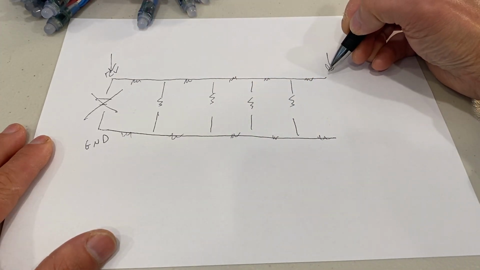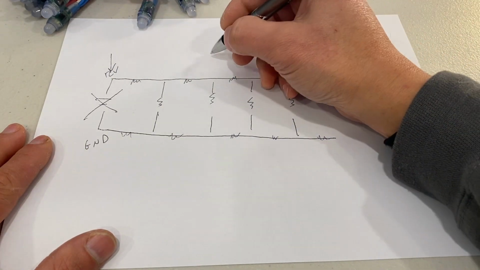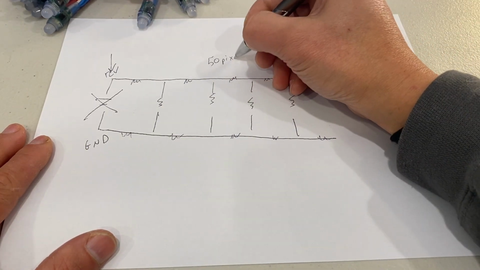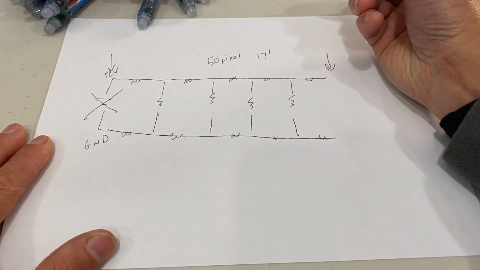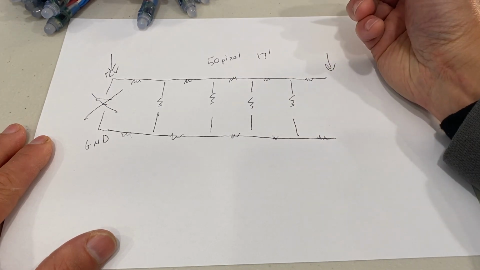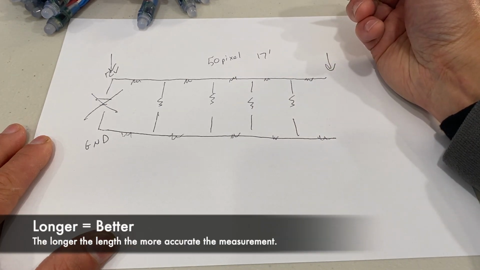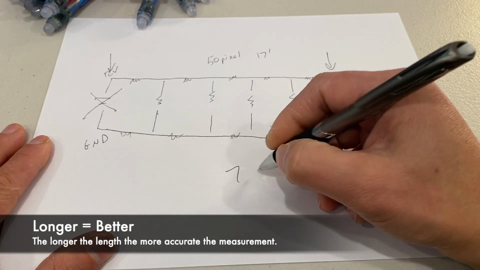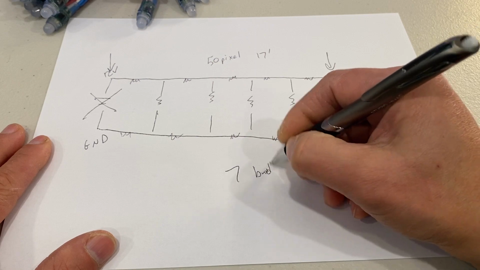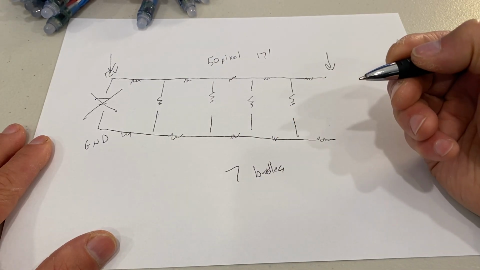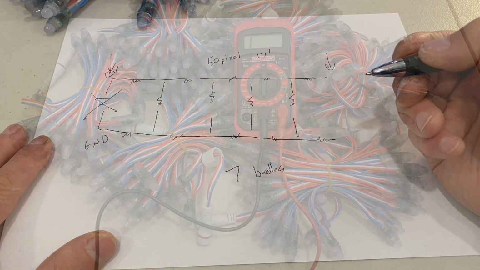One issue we'll run into is this length here on 50 pixels is about 17 feet long, and that's not a very long length to measure resistance of a wire. So what we'll do is we'll chain 7 bundles together to make a much longer line and see the resistance across that entire length.